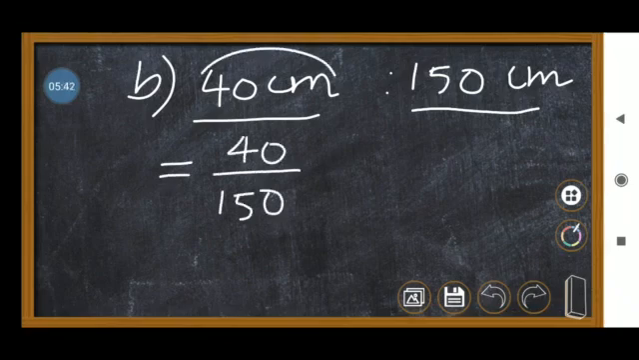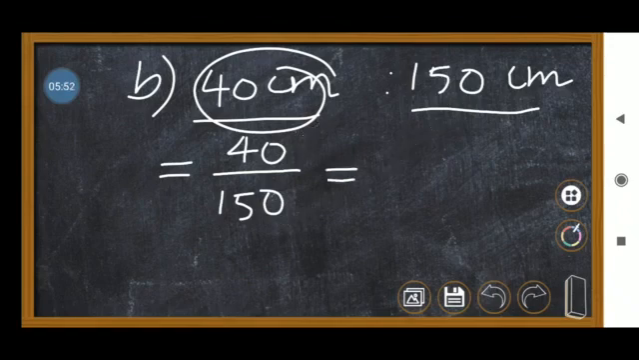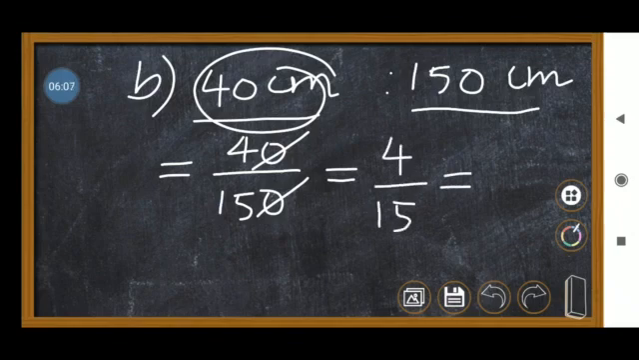The first number you have to write on top, and the second number you have to write at the bottom. You have to remember that. So 40 divided by 150, the zeros cancel, and we get 4 divided by 15. There is no number which can divide both numerator and denominator, so we can leave it as 4 by 15. 4 by 15 can be written as 4 is to 15. So 4 is to 15 is the right answer.